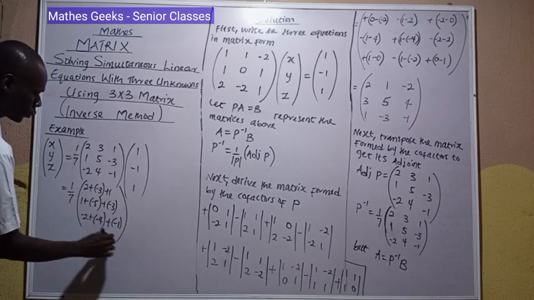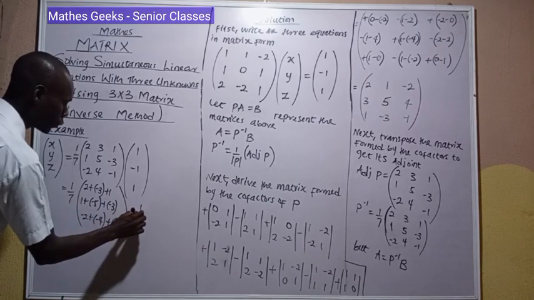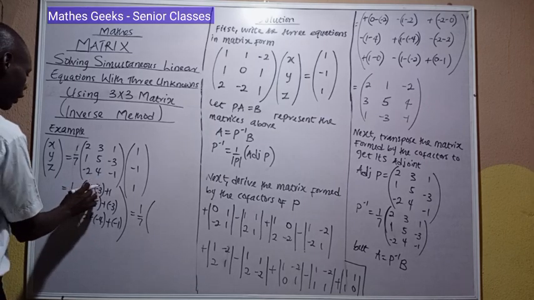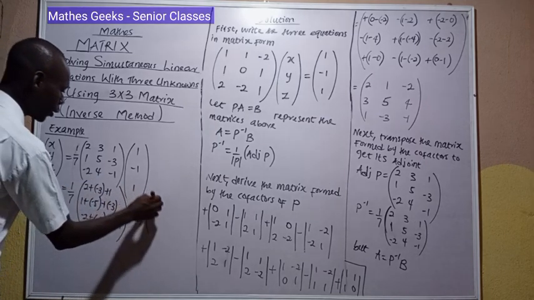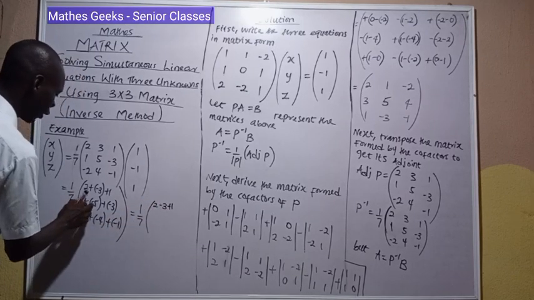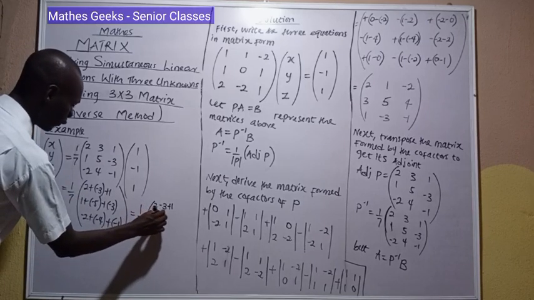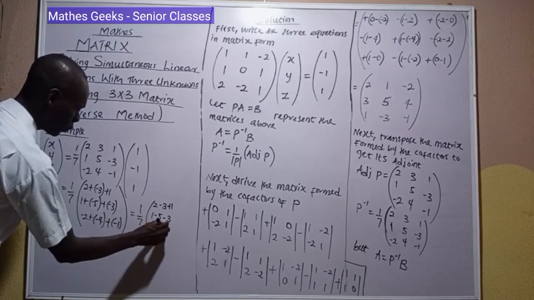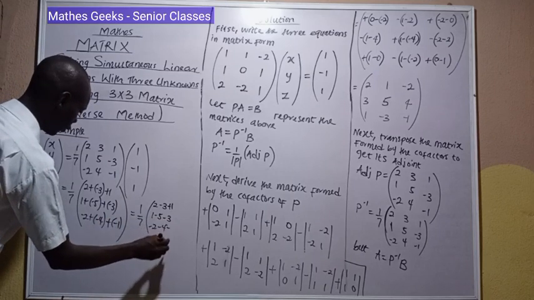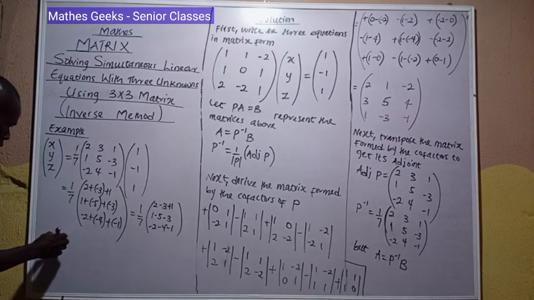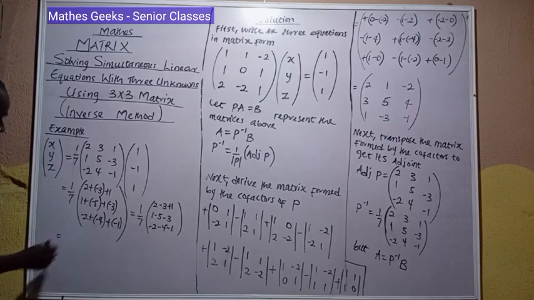So this is a matrix. So it's 1 over 7. Remember, plus times minus is minus. So eventually we will have 2 minus 3 plus 1. And here, minus times plus is minus: 1 minus 5 minus 3. And minus 2 minus 4 minus 1. And this will give us equals to 1 over 7.